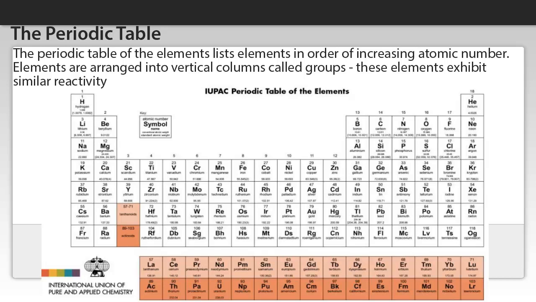This particular periodic table was published by the International Union of Pure and Applied Chemistry. It reflects 118 elements known to man. Some of these elements decay very, very quickly and only exist for a fraction of a second, but nonetheless, they've been demonstrated experimentally.